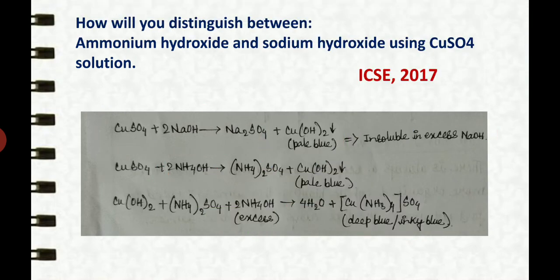I am repeating once again. Whenever you are using copper sulfate with NaOH and NH4OH, in both cases it will form a pale blue precipitate of copper hydroxide. But in the case of NaOH, this copper hydroxide is insoluble. It is not soluble in excess NaOH. But this pale blue precipitate of copper hydroxide is very much soluble in excess NH4OH, ammonium hydroxide, and it forms a complex salt, a deep blue or inky blue solution of tetraamine copper sulfate. Okay, clear?